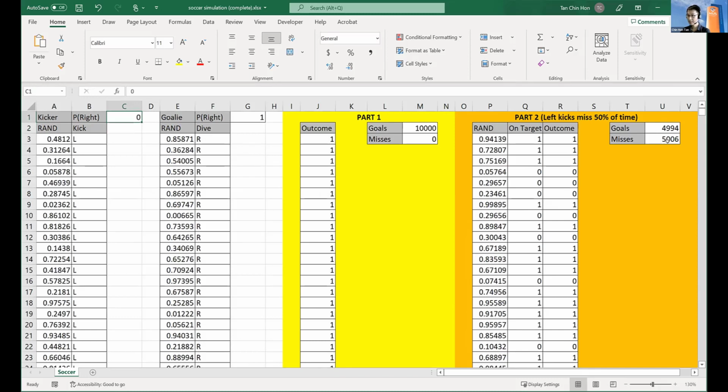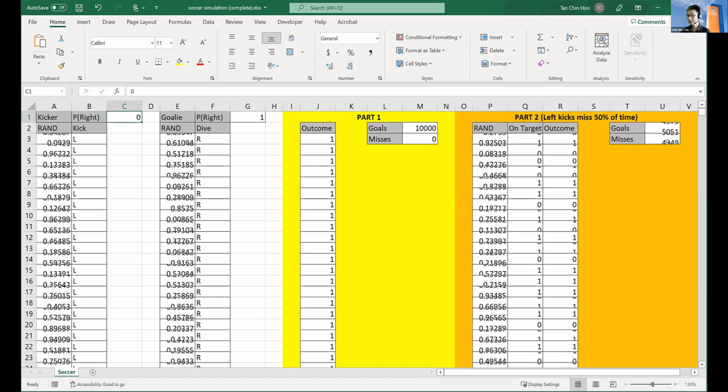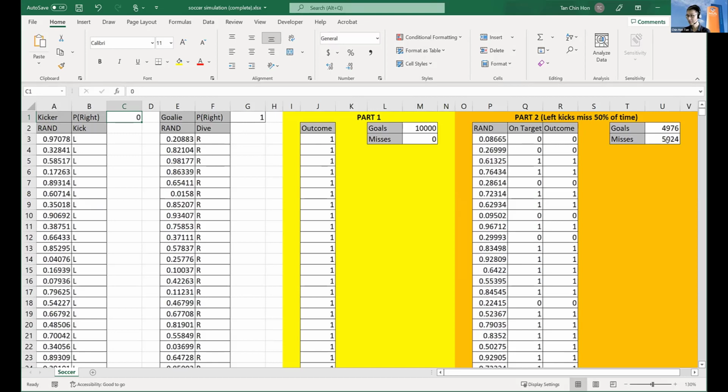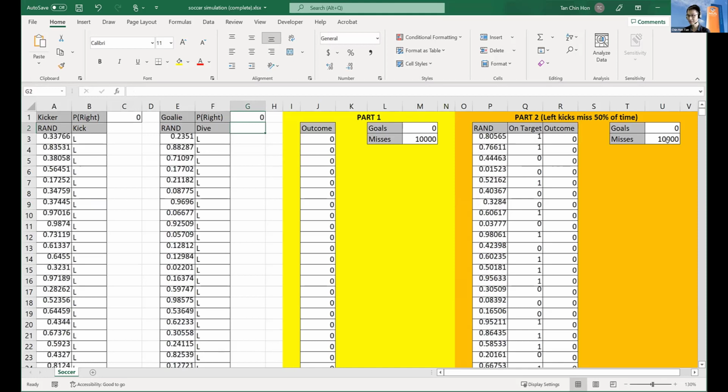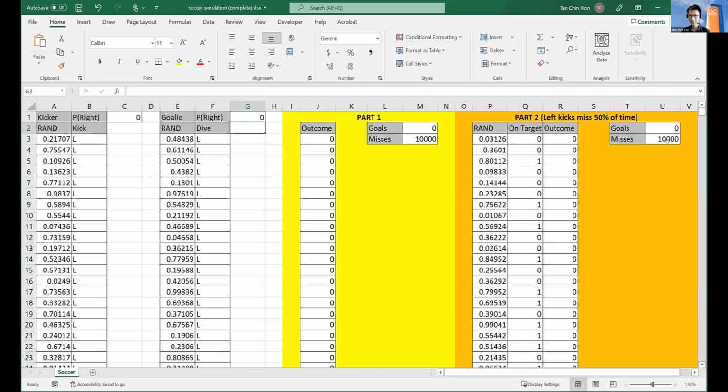Okay, and if I just keep kicking to the left, essentially there's going to be a 50% chance I'm going to score a goal, because 50% of the time I kick to the left, my ball is not going to be on target over there. But obviously in this case, if the goalie realizes this, then the goalie is just going to keep diving to the left as well. And the goalie is going to save all the goals over there. Okay, and so I hope you can see from here, it's kind of a never ending game between the kicker and the goalie over there.